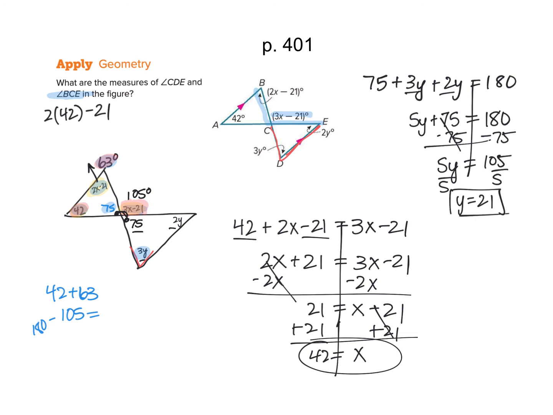Now that I know what y is, if I want to find this angle, I'm going to do 3 times 21, which is 63. So that angle there measures 63. I could just come back and find this one too. I could do 2 times 21, which is 42 degrees. So I just found all the angles in this triangle using a lot of different things that we've learned in the past.